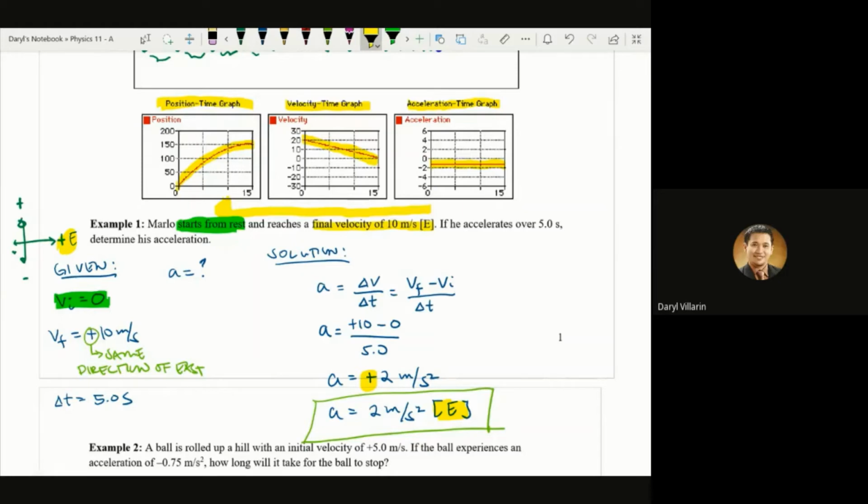So are there any questions with the first one? What do the F and the I mean in vf and vi? Just the final and the initial. Oh, okay. Yeah, we can just use i for initial.